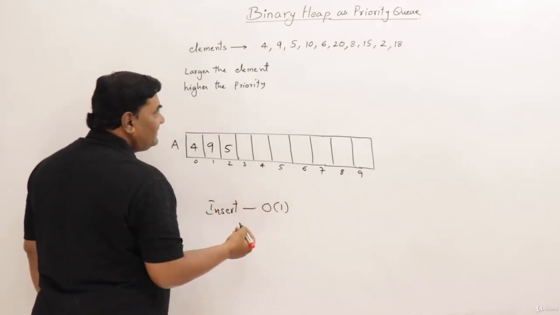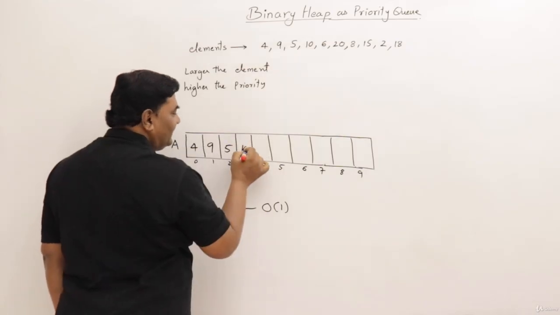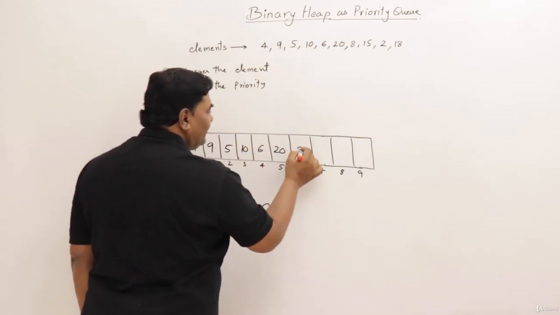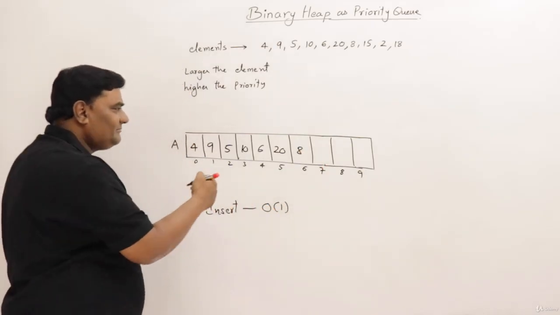Order of 1, constant time. Write down 10 here. 6, write down 6 here. 20, write down 20 here. 8, write down 8 here. Like this I can simply copy the element.